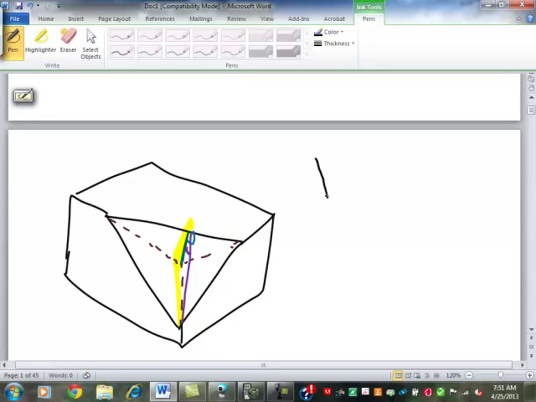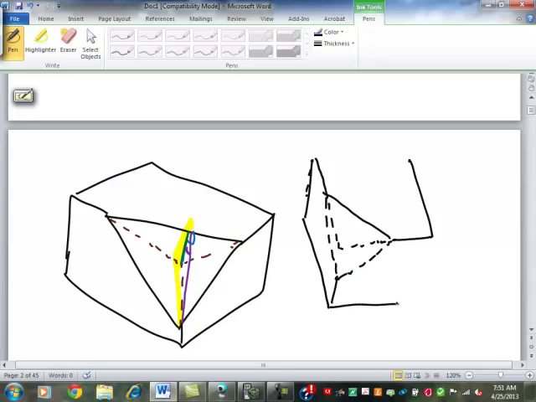Here, let me try to draw it a little better, maybe. We'll see. The yellow line actually goes to the corner that used to be there. The purple one goes to the corner that is already too far away. And that's the difference between the corner that was there and the one that wasn't.